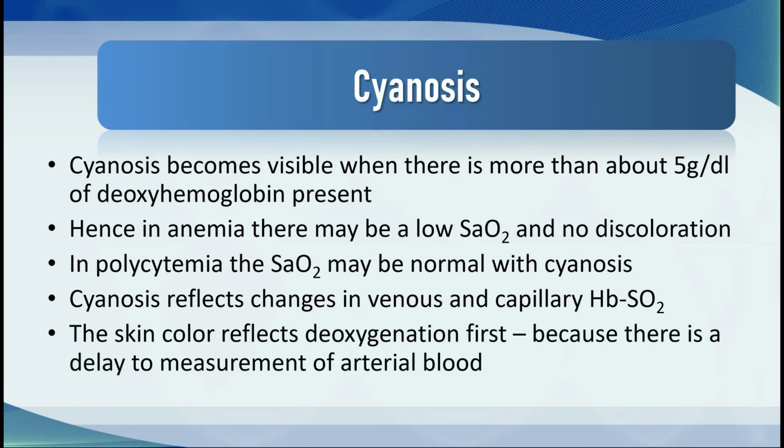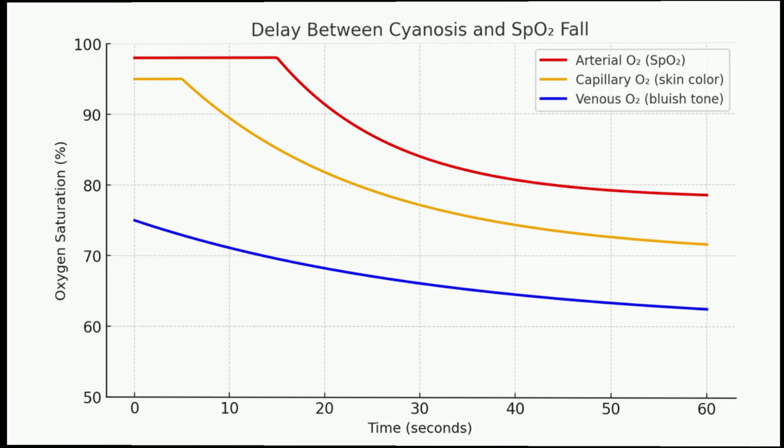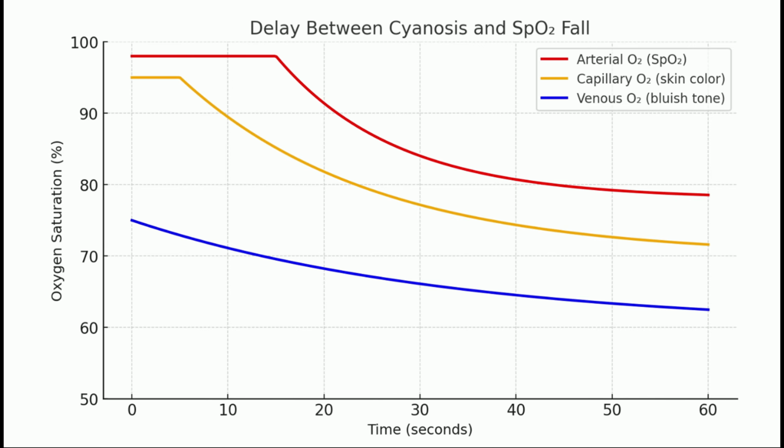The skin color reflects deoxygenation first because there is a delay to measurement of arterial blood. So that cyanosis is the veins and the capillaries. When the blood flows all the way around again, the blood in the arterial side becomes deoxygenated and the pulse oximeter picks it up. So there is a 30-second delay before you see the saturation drop. This graph demonstrates the delay between the onset of cyanosis and the fall in the SpO2.